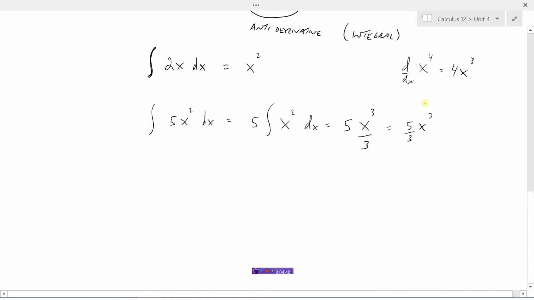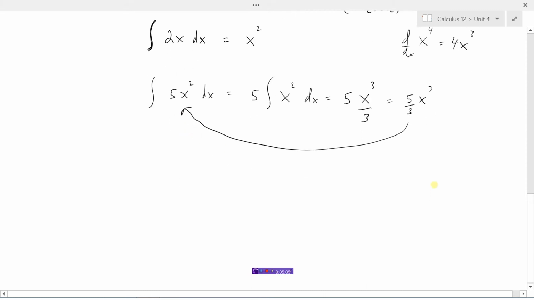Now the great thing about this is it's easy to check your solution. All I'd have to do is take the derivative of this and make sure that it comes back to 5x squared. So let's see, if we took the derivative, the 3 would come down in front, but that would just cancel with this 3 below, so we'd have 5x squared. So yeah, the derivative of this would equal this.